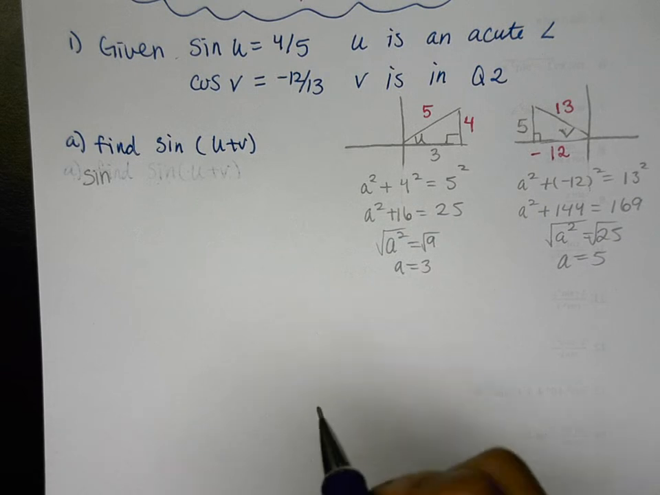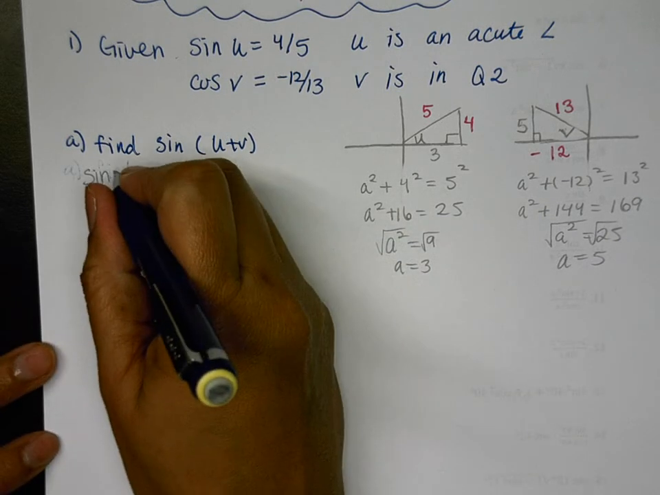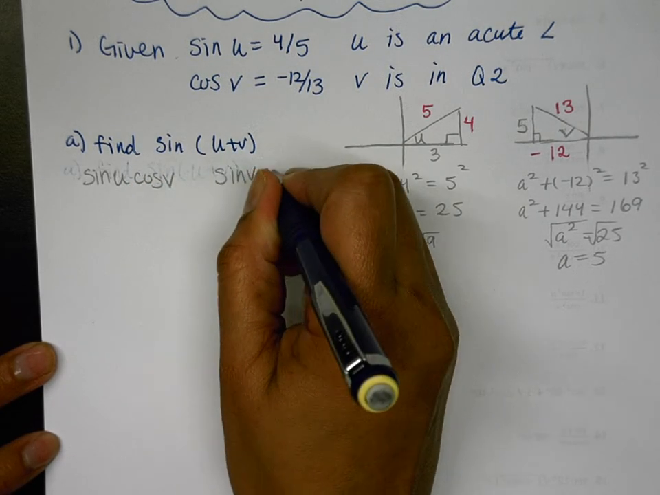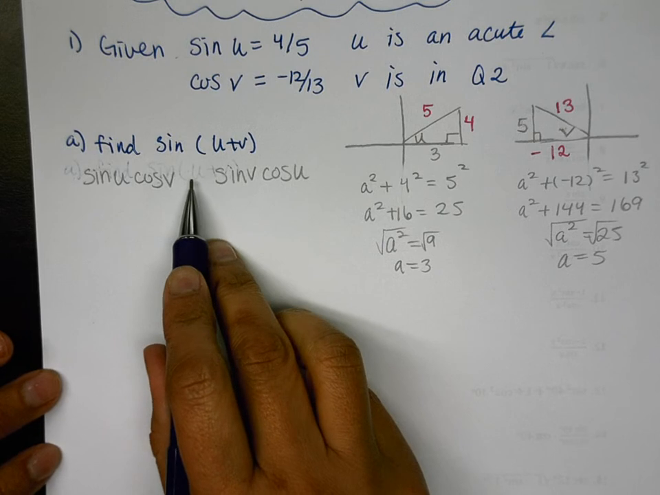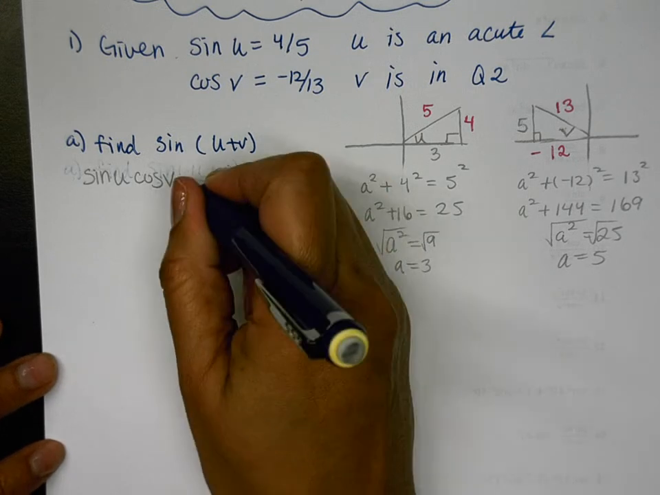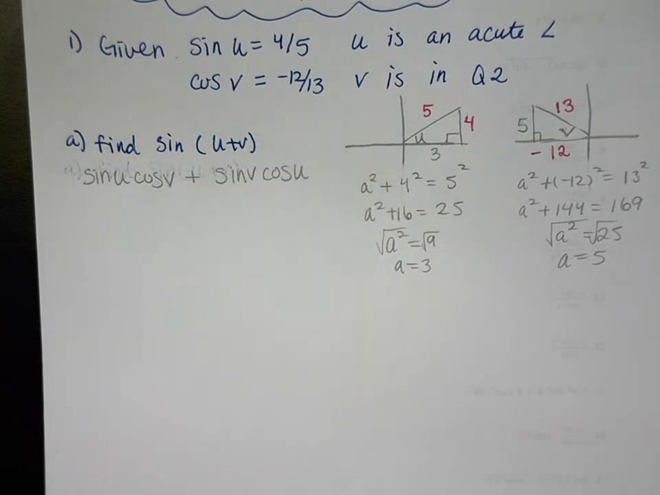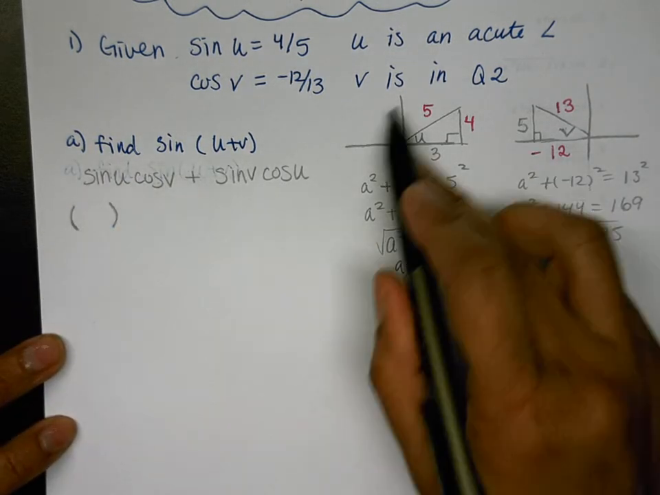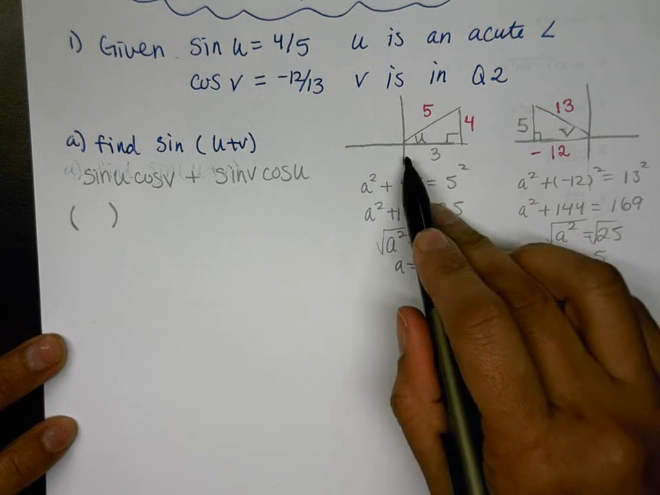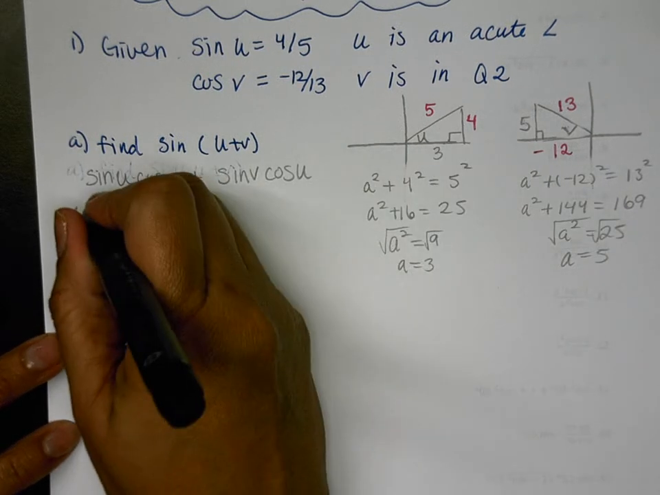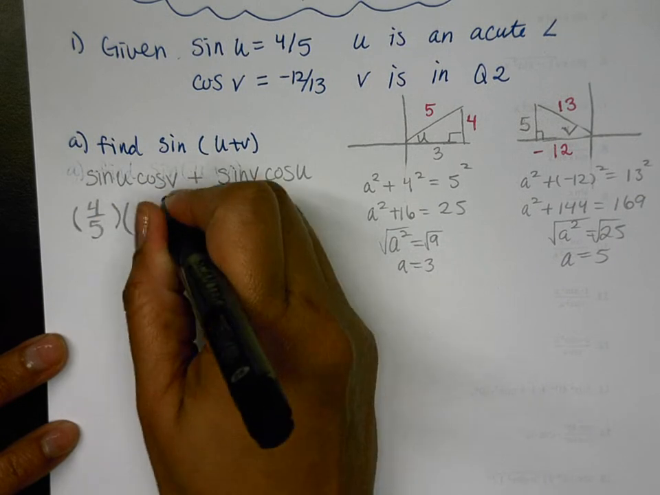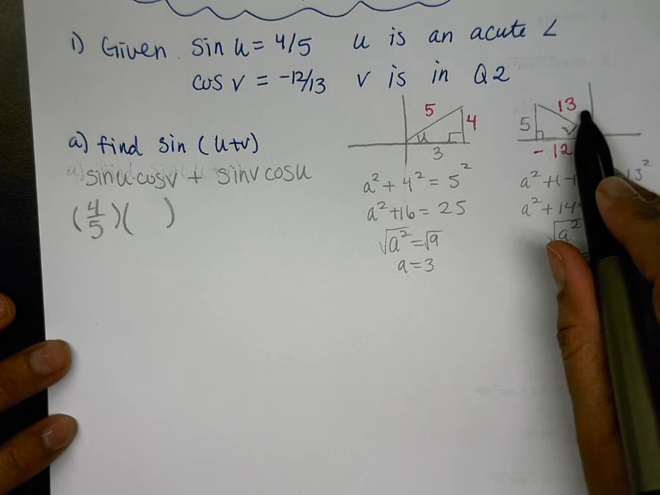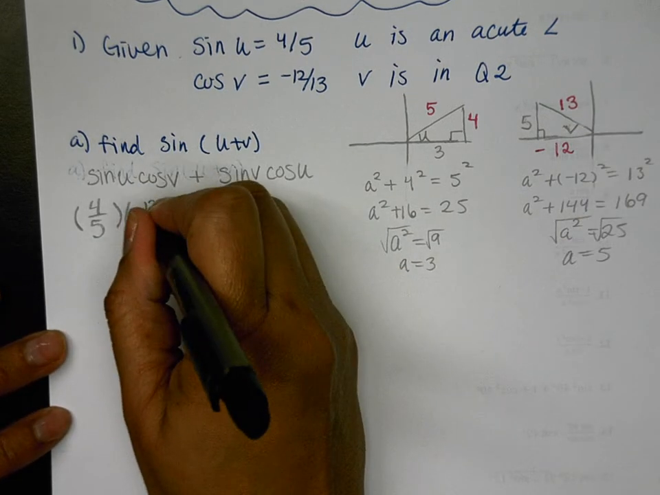Friendly or snobby? Friendly. So sine of u is hanging out with cosine of v, and sine of v is hanging out with cosine of u, plus or minus? Plus, because it keeps the same sign. All right, sine of u, you're going to go to your u triangle, and sine is opposite over hypotenuse, 4/5. Cosine of v, go to your v triangle. Cosine's adjacent over hypotenuse. That's negative 12 over 13.